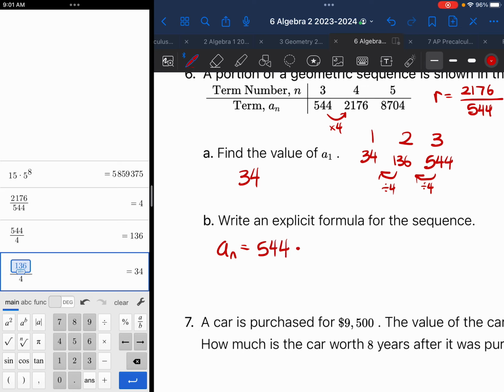You constantly multiply, and to get from one term to the next, you multiply by 4. That's the common ratio. So we're going to say multiply by 4 to the power of n minus whatever term we chose. So this is the third term, so n minus 3 up here.